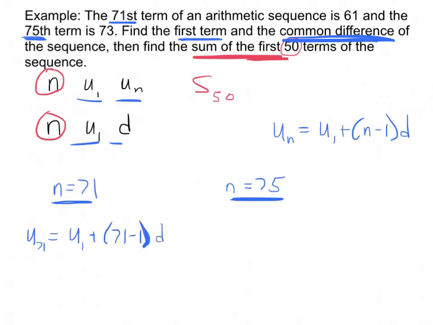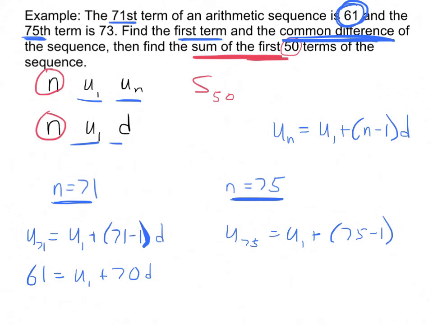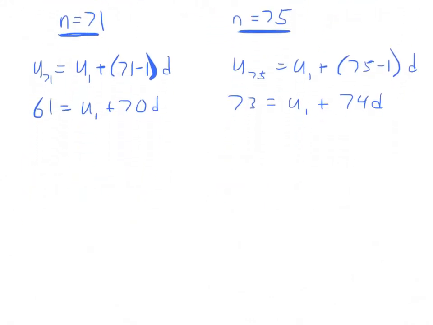I can refine that more. I know what the 71st term is. It's 61. So I can say 61 is u1 plus 70d. Over here, I can say u75, the 75th term, is the first term plus 75 minus 1 times the common difference. So again, 75th term, I know that's 73. 73 is u1 plus 74d. And here, I'm in this position where I have 2 equations with 2 unknowns. This is really nicely set up for me to do a little elimination.